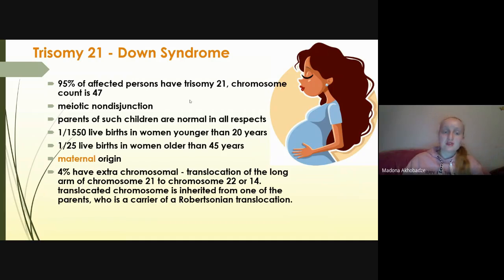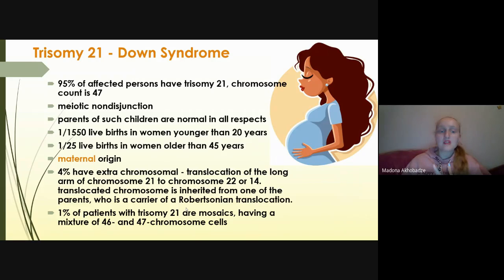And what about the rest of the percentage? Out of 5%, in 4% they have an extra chromosome. It could be because of translocation of the long arm of the 21st chromosome to chromosome 22 or 14. That is the Robertsonian translocation, and the translocated chromosome is inherited from one of the parents who is a carrier of this Robertsonian translocation.